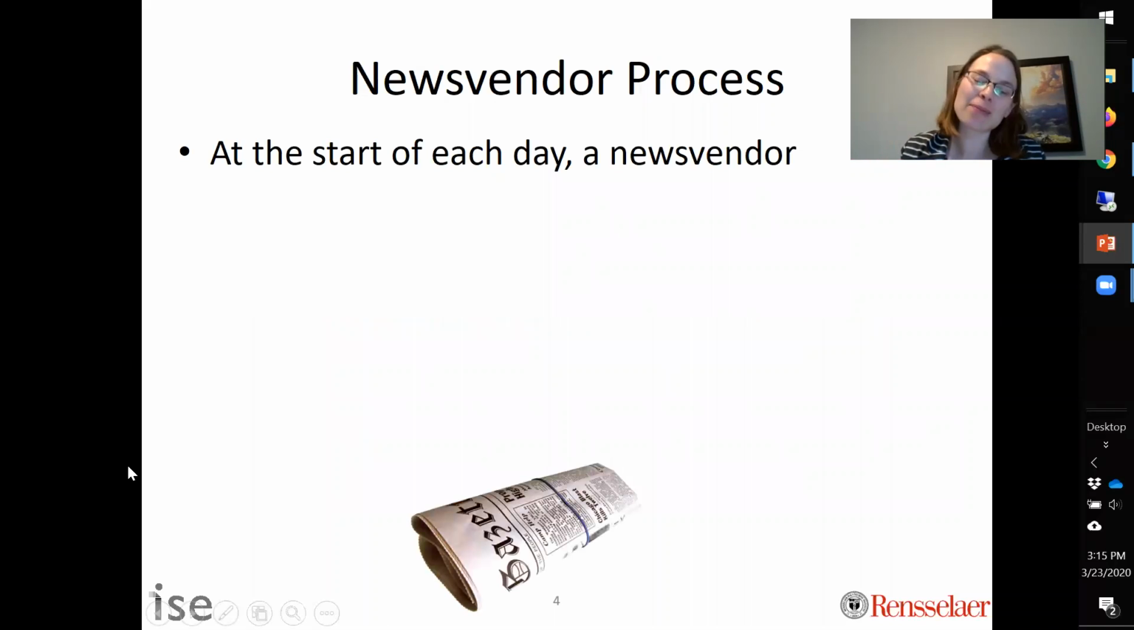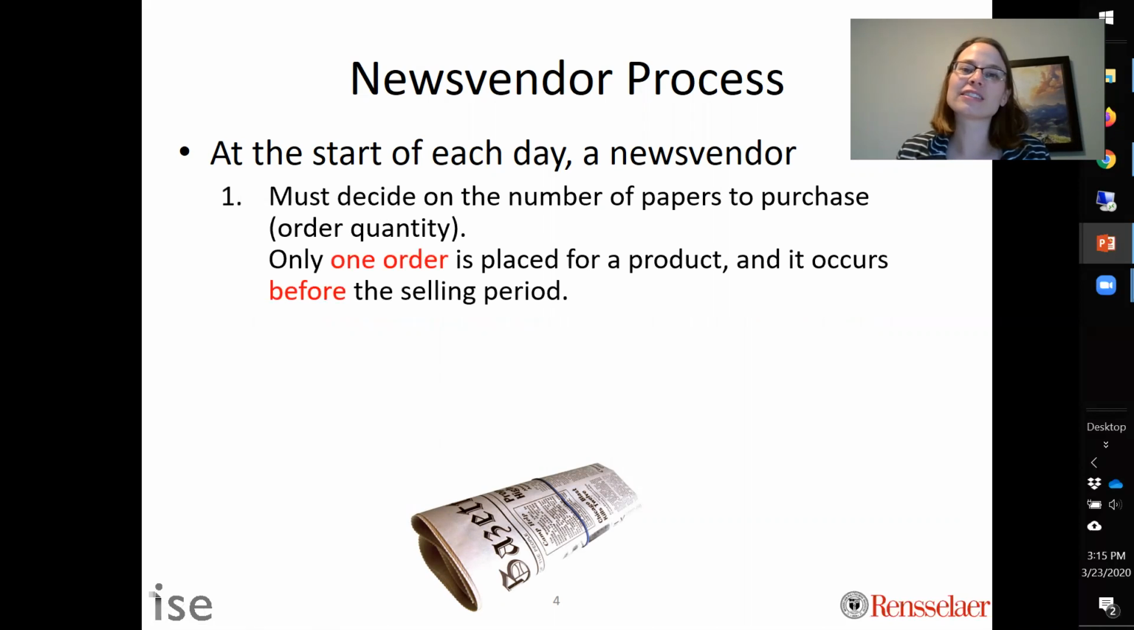And so why is it called the Newsvendor problem? The reason is this is the problem faced by a news vendor. At the start of each day, a news vendor must first decide how many papers to purchase. That's the order quantity, and they must do that before the selling period. So they show up at the printer and say, today I want 50 papers to sell on the streets. And they can only place one order. They can do it in the morning, and whether they sell them or not, they have one opportunity to place an order, before the selling period.